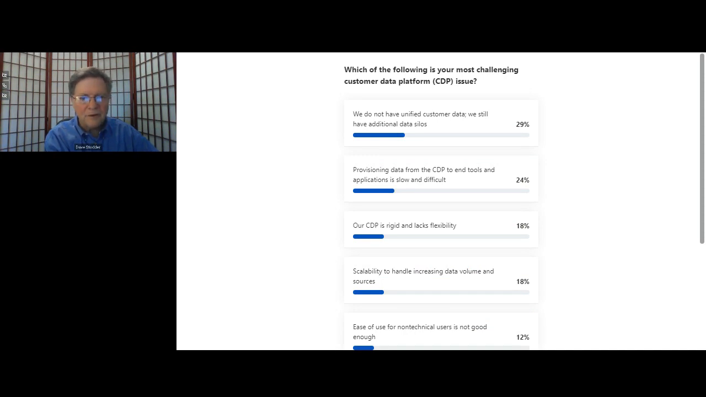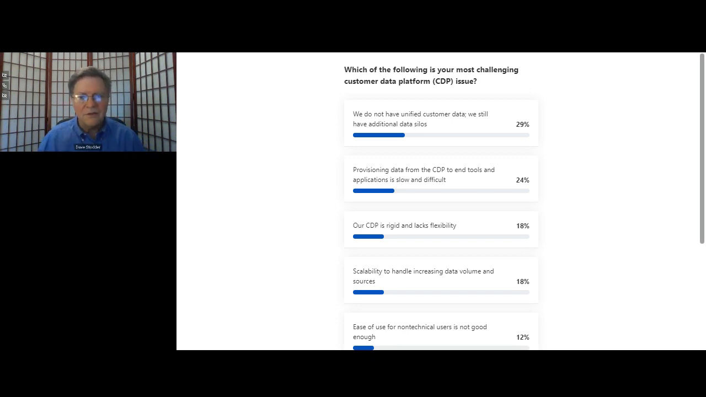Almost a quarter, 23.1%, say provisioning data from the CDP to end user tools is difficult. So that's an issue that we'll be discussing today. 15.4% say our CDP is rigid and lacks flexibility. So that's a significant problem for organizations.